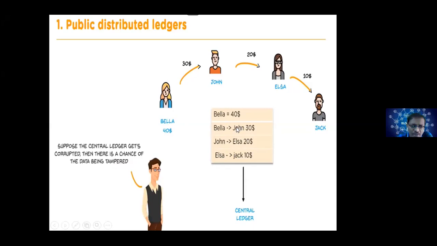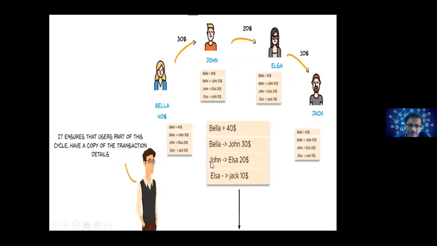This is a point of failure, because if the server fails, the entire data gets corrupted or we lose the entire data. So what happens in the blockchain, the interesting thing, is this ledger is stored at all these nodes. This ledger is maintained by Bella, John, Elsa, and Jack. So here you can see in this diagram, this ledger is maintained by Bella, John, Elsa. It's the same ledger, Jack.